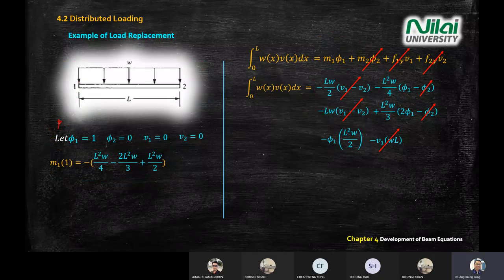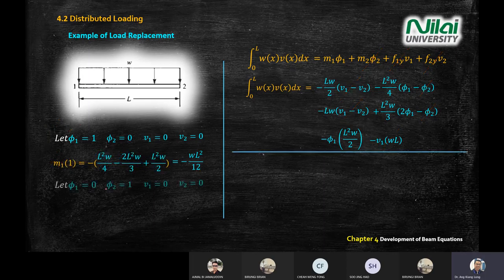Now we get the first boundary condition. You get this equation. You do the same. We repeat the same, you simplify, you get minus WL squared over 12. Then you do the second boundary condition, where you repeat the same procedure, but now you set rotation 1 to 1, rotation 2 to 0, V1 is 0, V2 is 0. You do the same process like just now. You arrive at M2 equal to this one. You simplify, you get minus WL squared divided by 12.